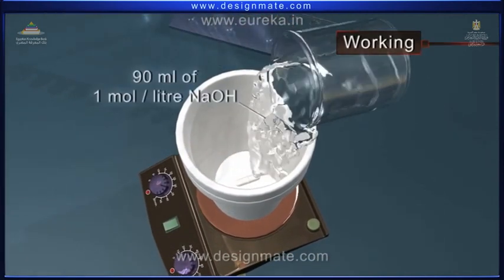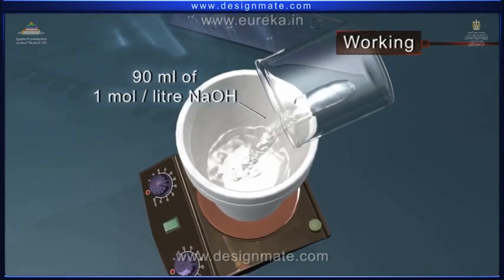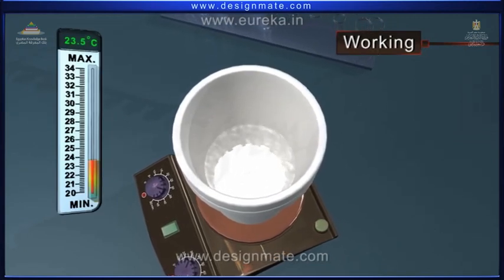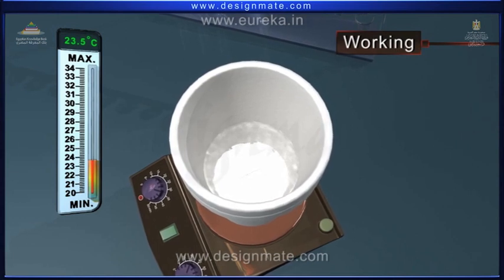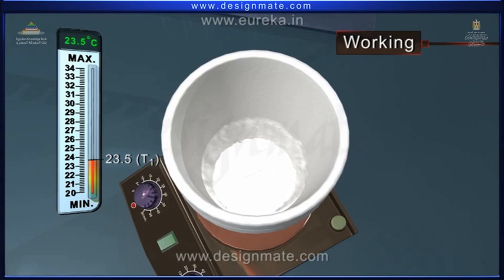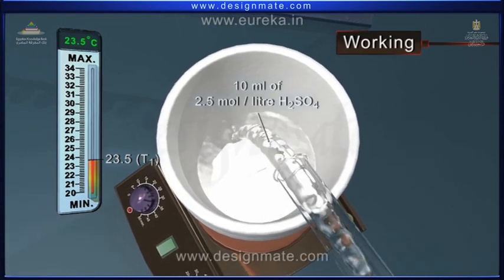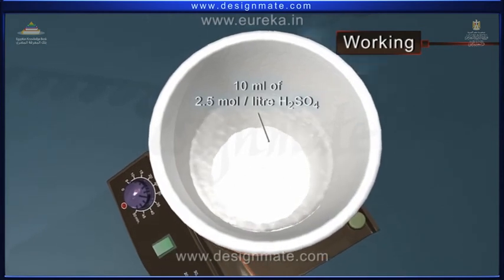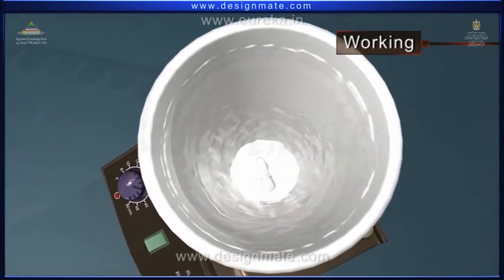Pour 90 milliliters of 1 mole per liter sodium hydroxide in a coffee cup. Initial temperature of base, such as 90 milliliters of 1 mole per liter sodium hydroxide, is noted as 23.5 degrees centigrade. Add acid, such as 10 milliliters of 2.5 mole per liter sulfuric acid, and switch on the magnetic stirrer.